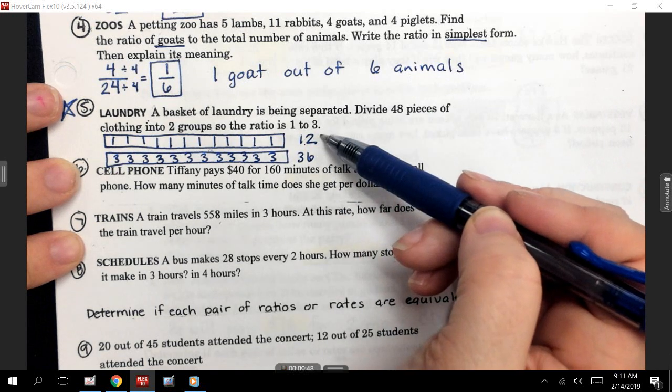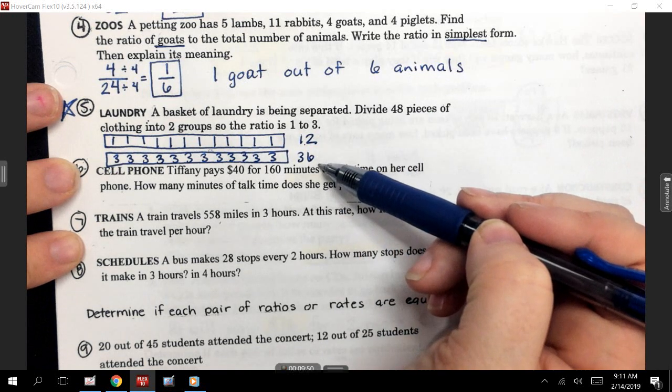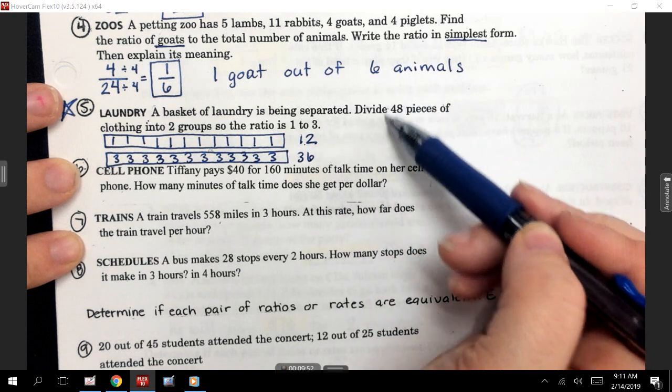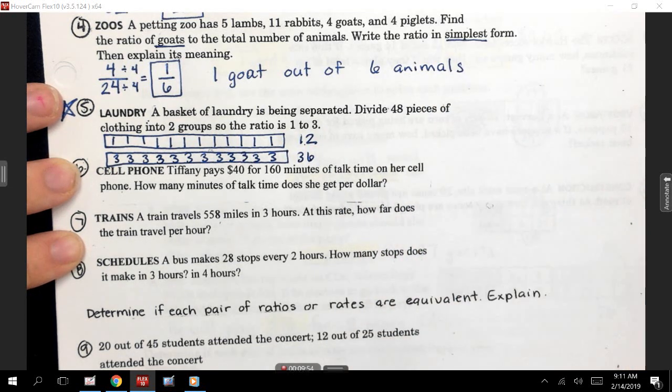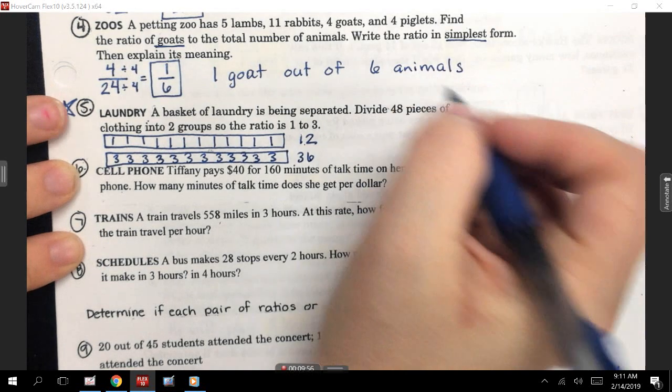48. If I have 12 in group 1 and 36 in group 2, when I put them together, they should still give me all 48 pieces. Do they? Yes. Okay, so I'm going to write my sentence now.